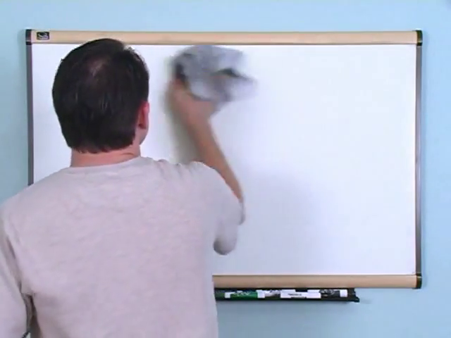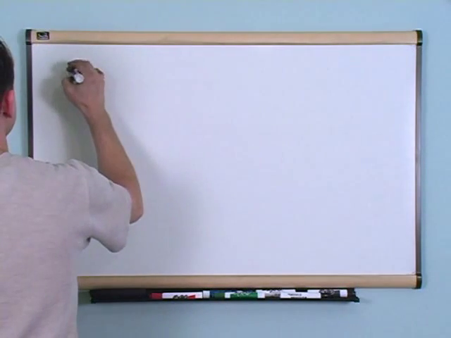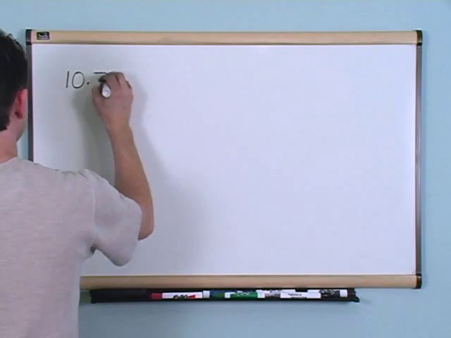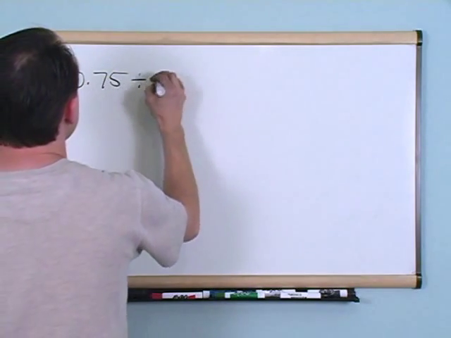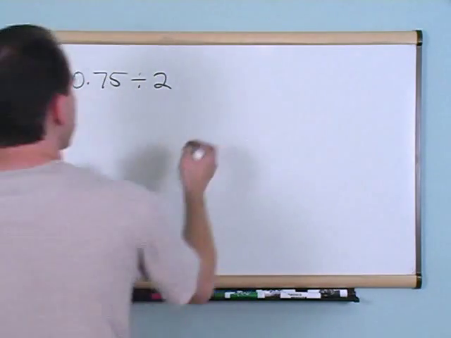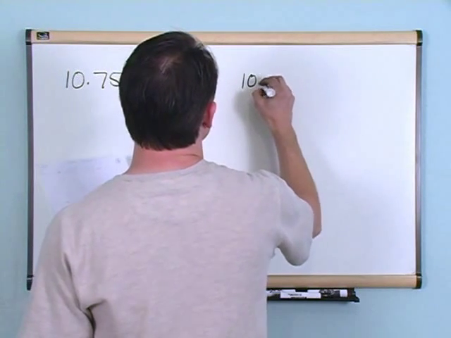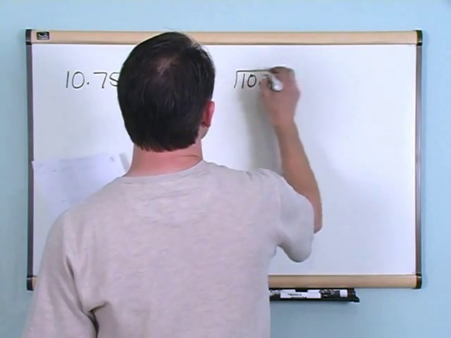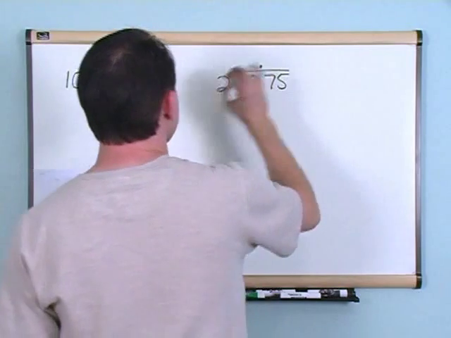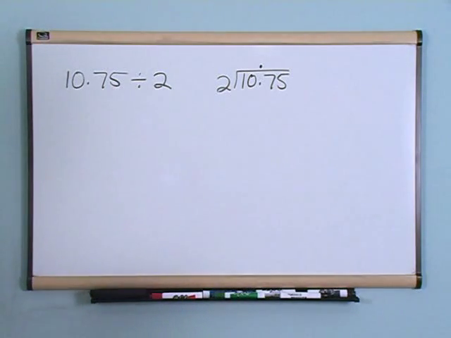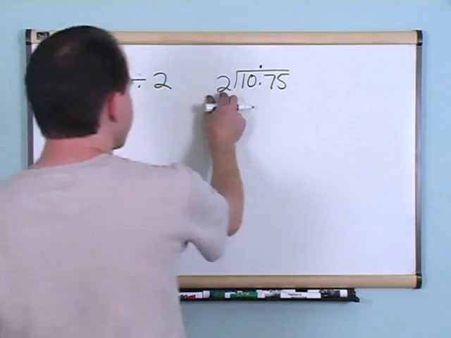So it's very similar to the division you already know. You just have to keep track of these decimals. What if you had 10.75 divided by 2? You would write 10.75 divided by 2, and you would write your decimal point for your answer right above there. And then you just try like usual.